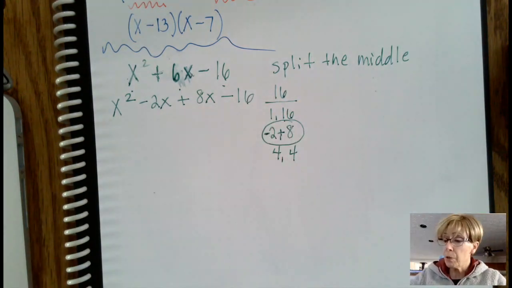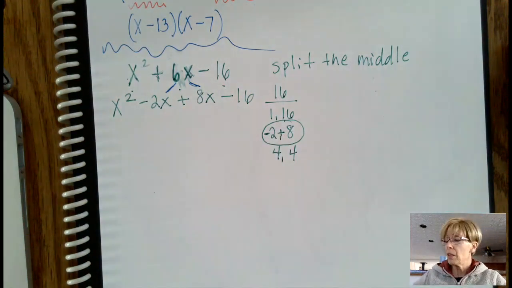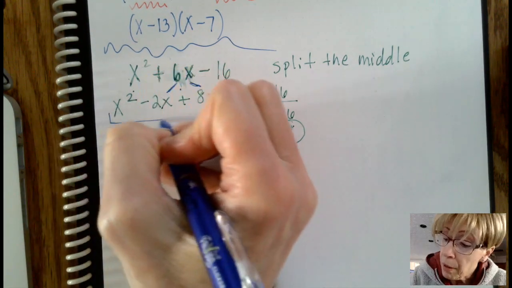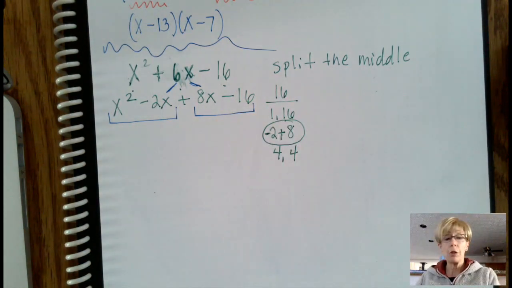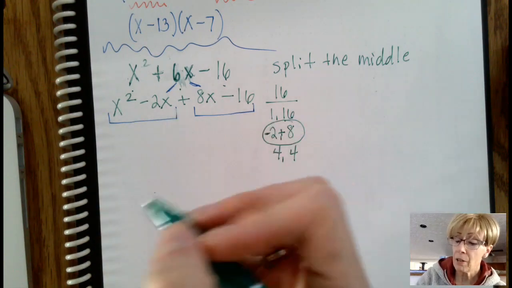And once again, what we just did is we split the middle. We split that 6x into negative 2 plus 8. Again, if signs are an issue for you, use Desmos to check that you did it correct. And now that we've got that, we're going to look at this group. We're going to look at this group. We're going to use the greatest common factor, and the biggest value that divides into both is x.